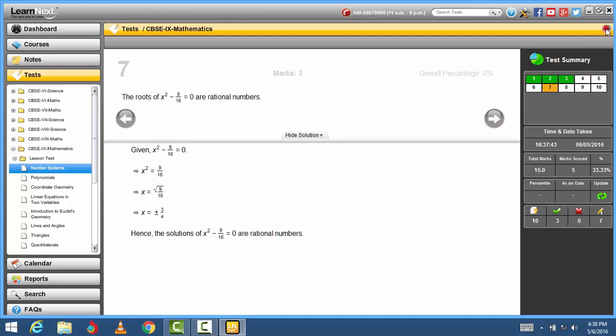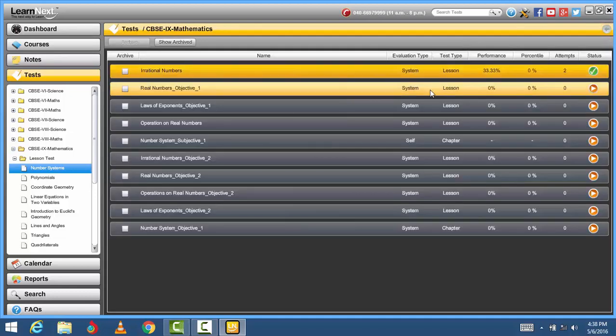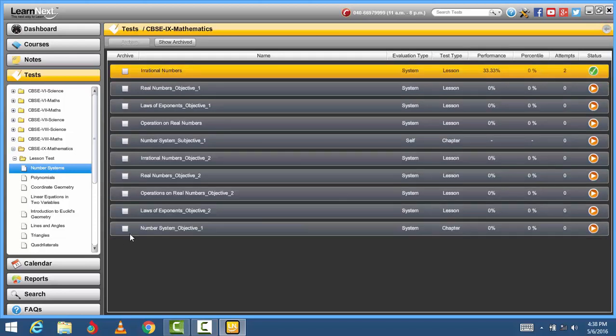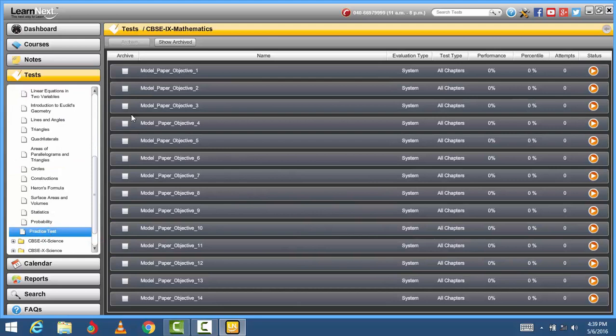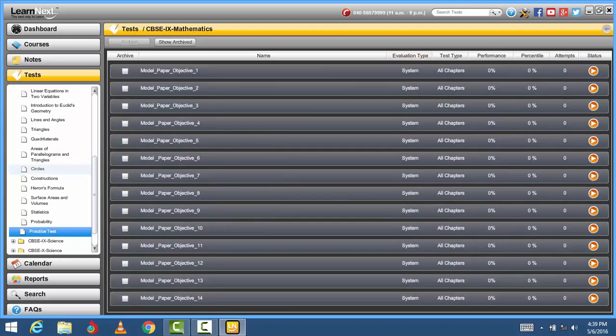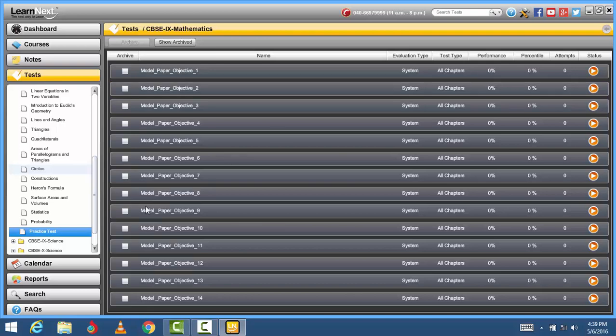After that, if you want, you may go for a retake test, any number of times. For each and every lesson, 2 tests will be there. For each and every chapter, 2 tests will be there. Then there will be practice tests. These are the model test papers based on the entire syllabus. These model test papers are for the preparation of your final exams. Tests will be there for math as well as science.